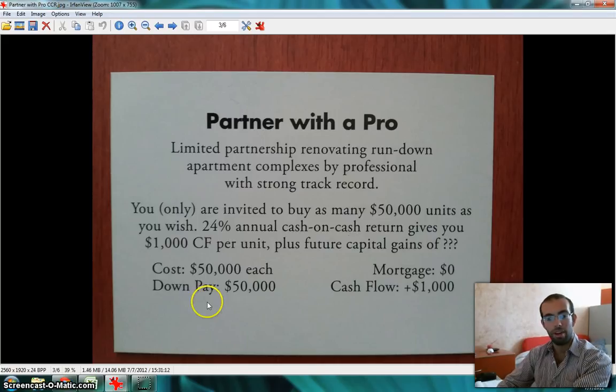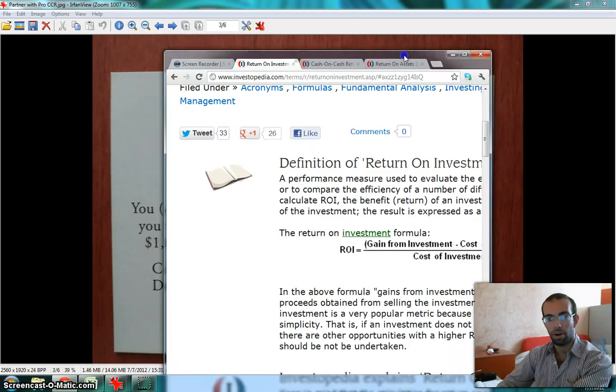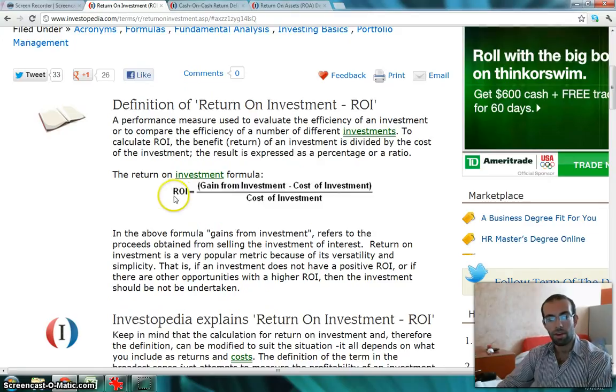All right, well, here we go. I went on to our trusted resource called Wikipedia, and how Wikipedia defines return on investment is the gain from the investment minus the cost of the investment divided by the cost of the investment. It says here, a performance measure used to evaluate the efficiency of an investment or to compare the efficiency of a number of different investments. To calculate ROI, this is how you do it.